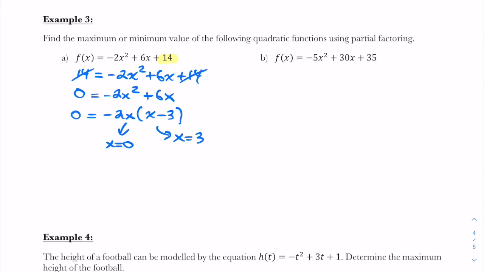And we repeat what we did in step 2. So the h value is just an average of the two x-intercepts, so that's 0 plus 3 all over 2, which gives you 3 over 2. And then we substitute that into the original function, and that'll give us the k value. So next we evaluate f at 3 over 2.